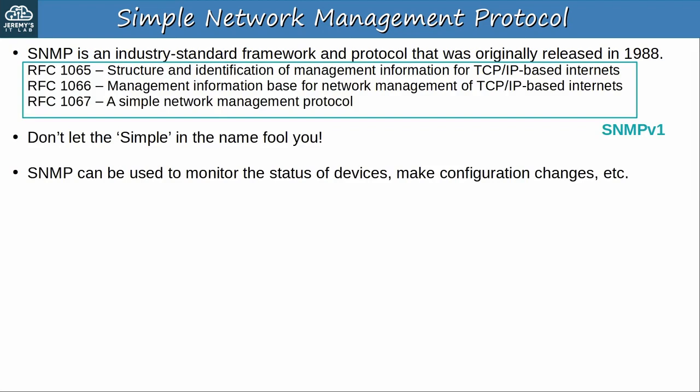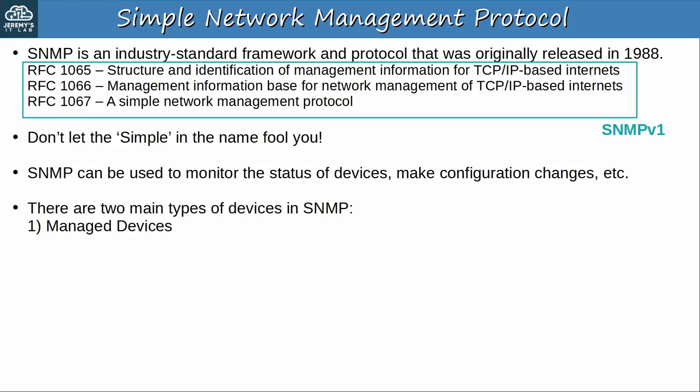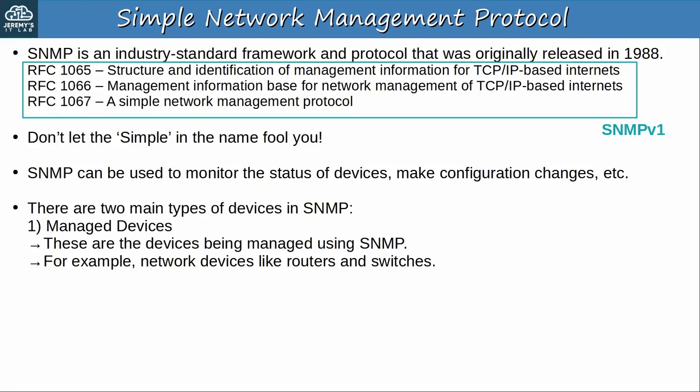SNMP can be used to monitor the status of devices, make configuration changes, etc. There are 2 main types of devices in SNMP. First, there are the managed devices. These are the devices being managed using SNMP. For example, network devices like routers and switches.